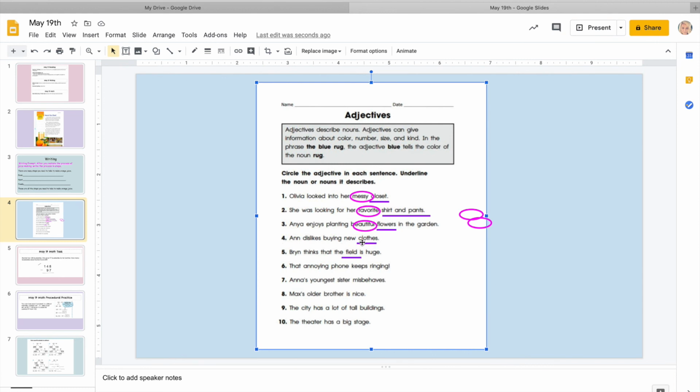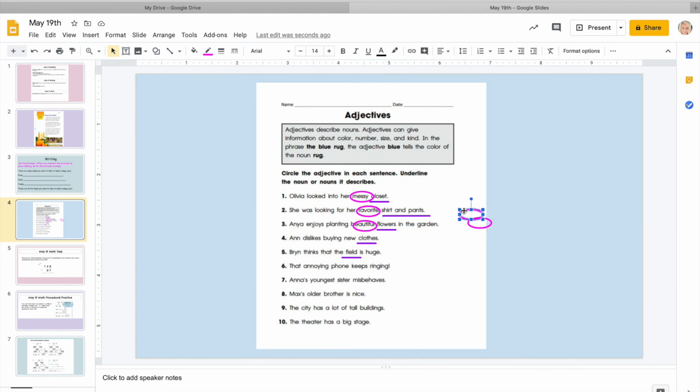Number 4, Anne dislikes buying new clothes. Well, here the noun is clothes. And if we're looking for the word in this sentence that is describing the clothes, new is describing the clothes. So that is the adjective.